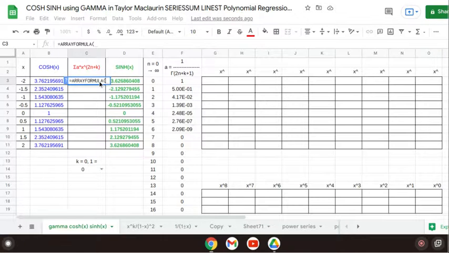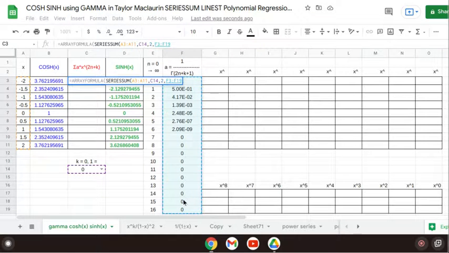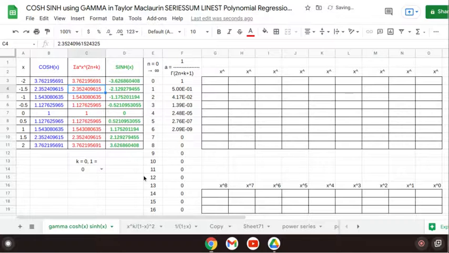ARRAY formula, series sum of the x values raised to the power 2n plus k, so x raised to the power 2n plus k. 2n plus k starts from k, incremented by, that's 2n, 2, 4, 6, 8, so the increment is 2, and the coefficient will be this range. And we'll chart this.